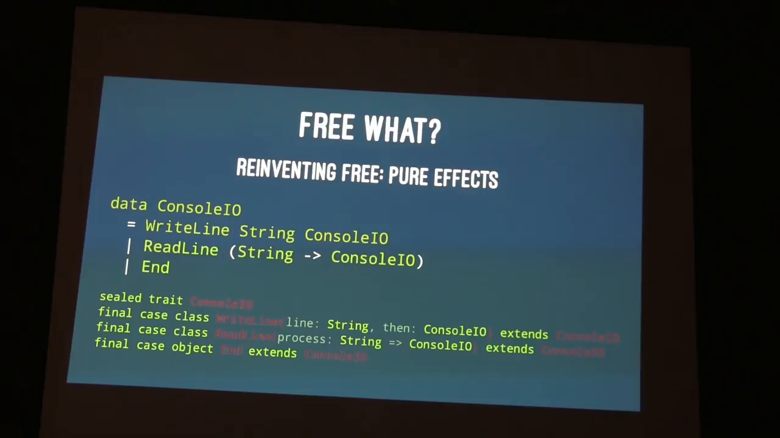We might have a data structure called console.io, and that can either represent the effect of writing a line, as well as the continuation of the program, that's the rest of our program. So that's why WriteLine takes two parameters. It takes the line of output we want to write, and then it takes the rest of the program, that is the stuff we want to do after we've written that line of output.